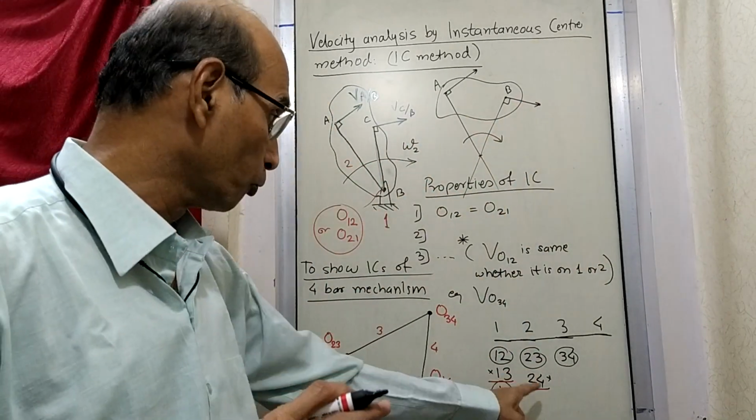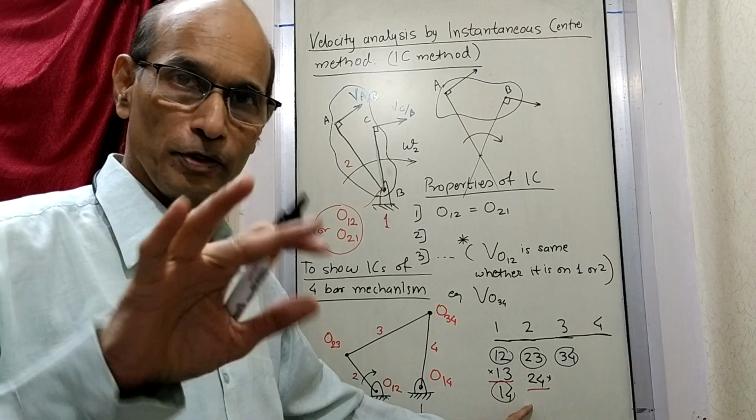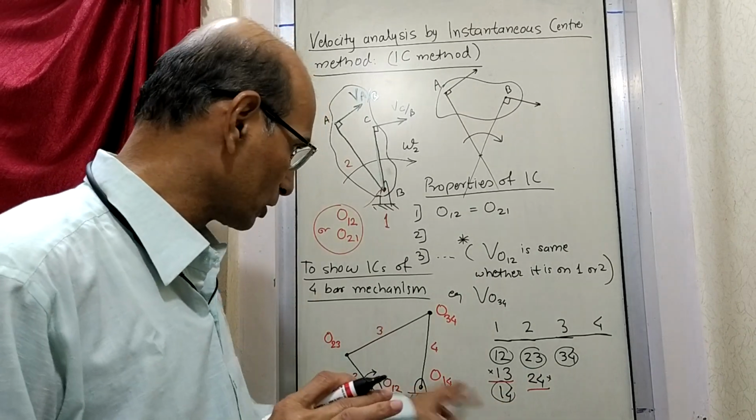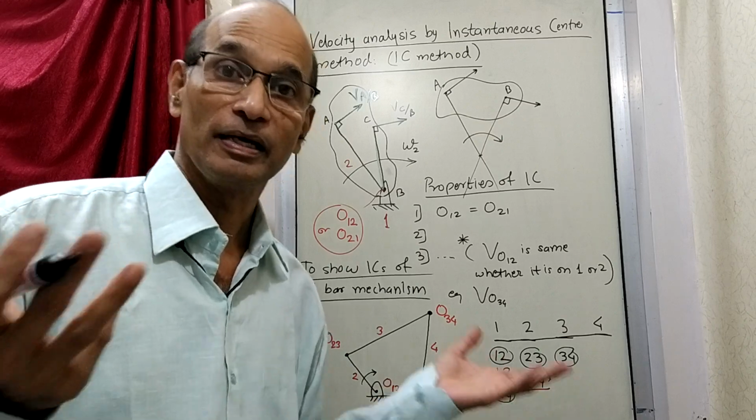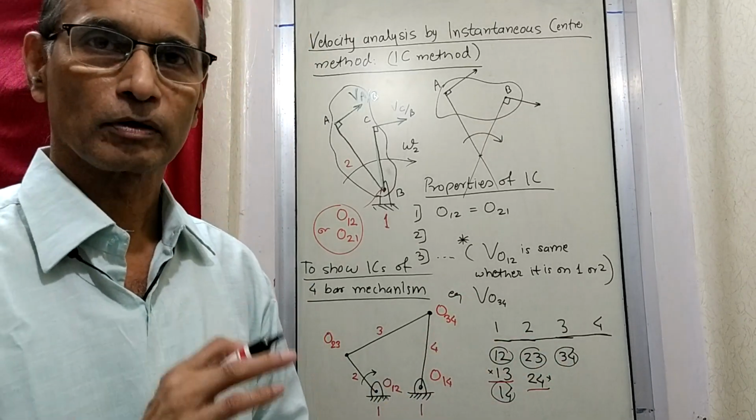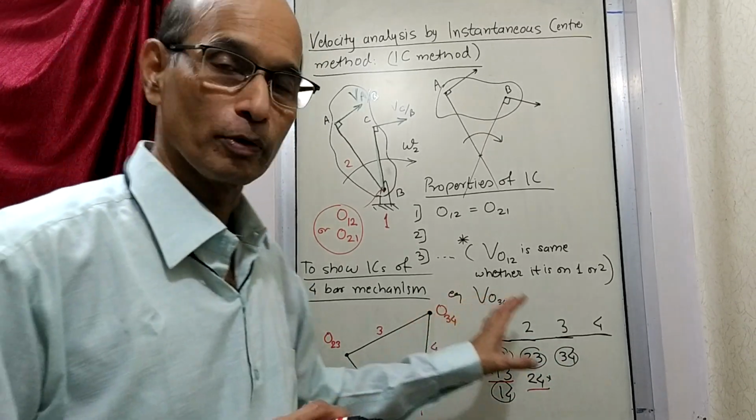Then how can there be 2, 4 center? That could be your question. 1 and 3 not connected, how can 1, 3 center be existing there? That could be your question, but that we will answer as we go further ahead.